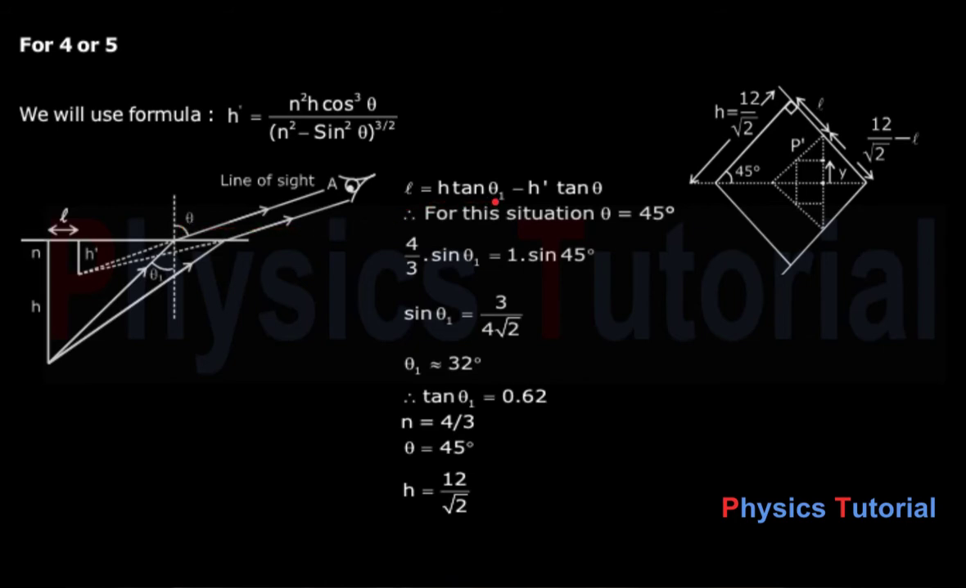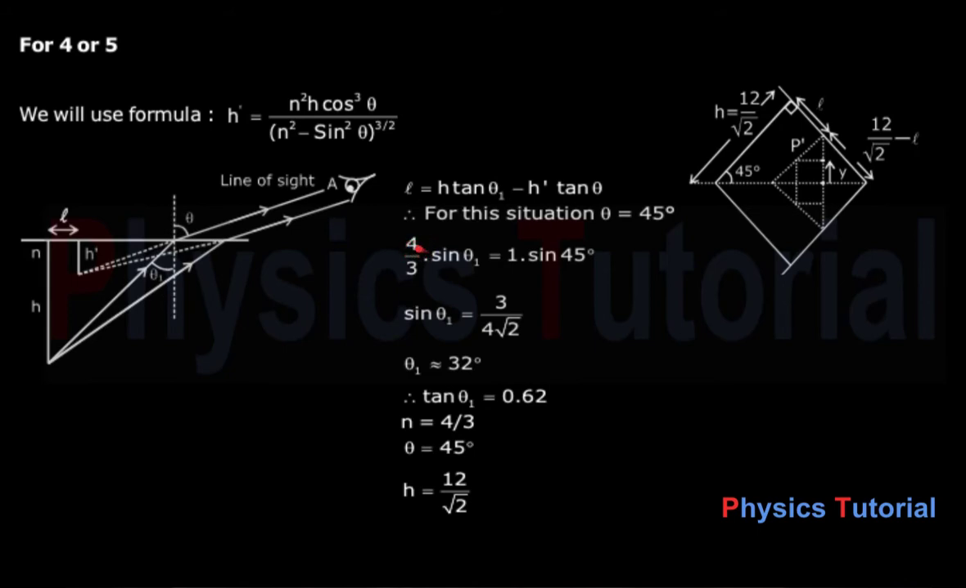So L equals H tan theta 1 minus H' tan theta 1 here. So you can find the value of H, which we have already found in the previous part as 12 by root 2, and submit these values, theta that is 45 degree. And mu1 sin theta 1 is equal to mu2 sin theta 2, from air, that is 1, and refractive index of the denser medium for this one.